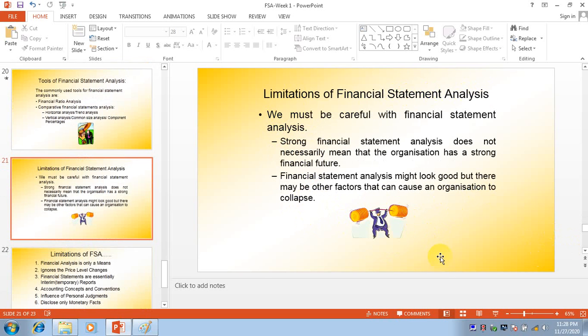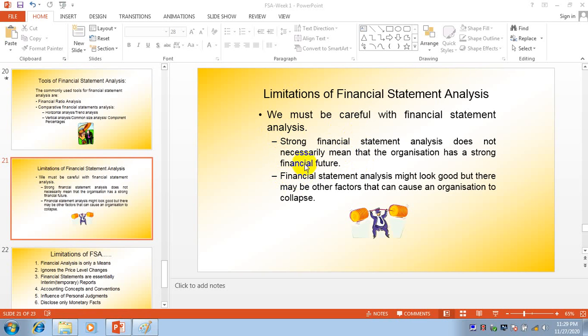Limitations of financial statement analysis. We must be careful with financial statement analysis. Strong financial statement analysis does not necessarily mean that the organization has a strong financial future. Keep in mind one thing: we are measuring today's performance. It doesn't mean that the company's performance will be good in the future. Financial statement analysis is not a guarantee that the performance of the company will be good in the future.